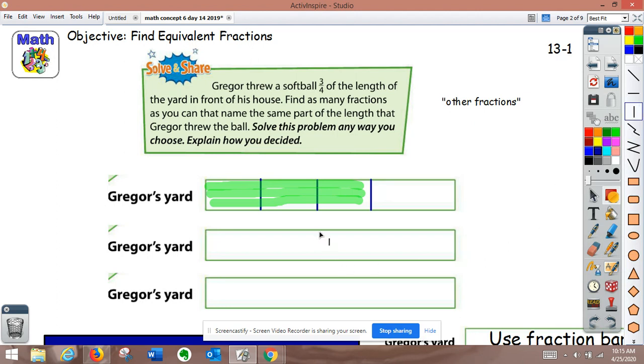Let me see if I can divide this one. I divide it in half, 2 parts, but it's not equivalent. It's not the same. Let's see if I divide it in thirds, 3 equal parts. No, those parts are not the same as 3/4. But that'll be our goal today, to see if we can find an equivalent fraction to 3/4.